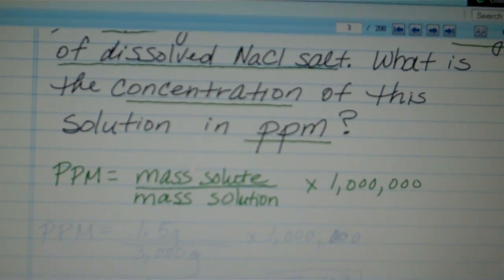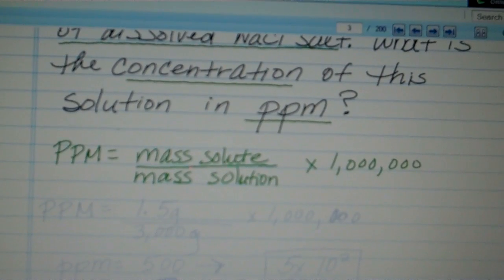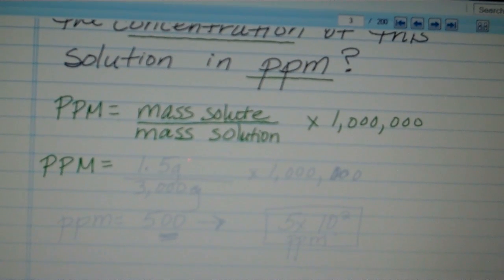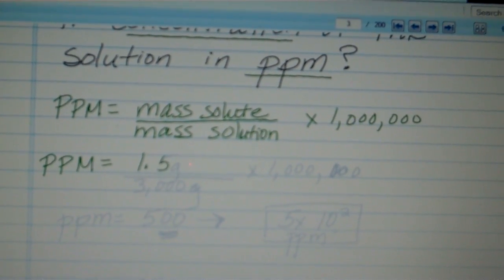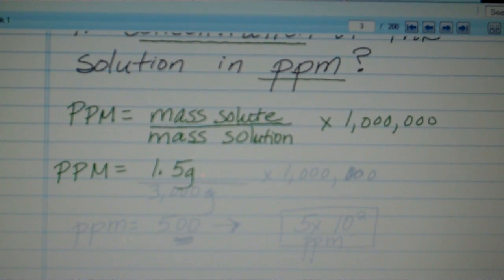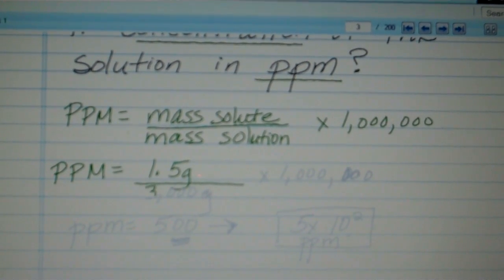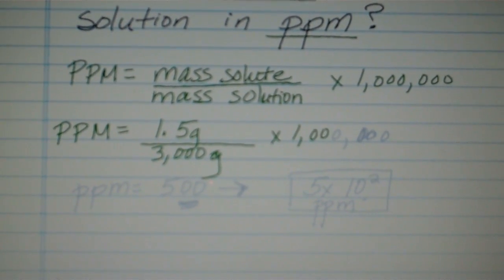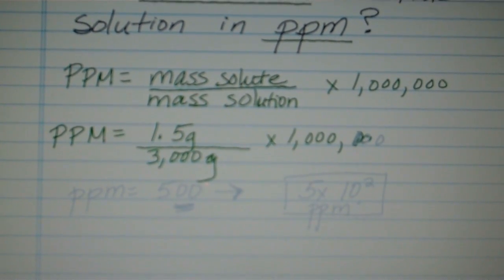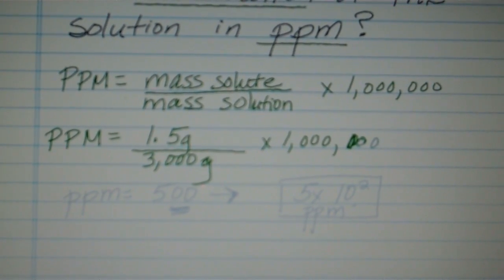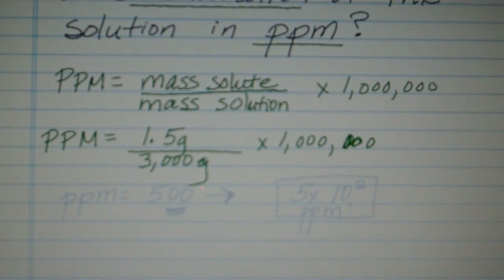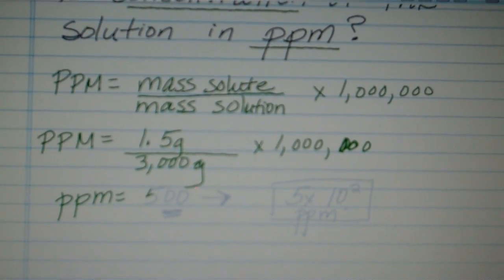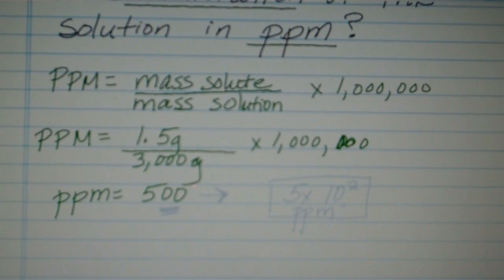Okay, so what do we have? Well, we're looking for the parts per million, so we can leave it as PPM. We have the mass of the solute, that's the 1.5 grams of sodium chloride. We have the mass of the solution, that's 3,000 grams. And then we're going to multiply that by 1 million. Okay. So now we're going to punch in the numbers. And when you solve, you end up with PPM equals 500 parts per million.